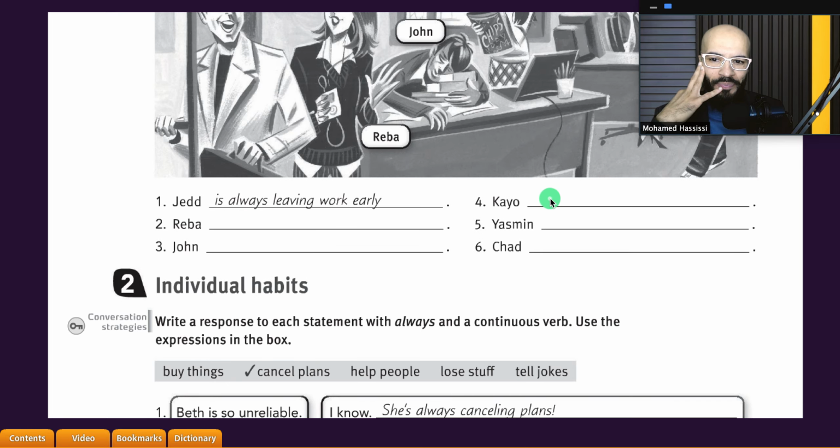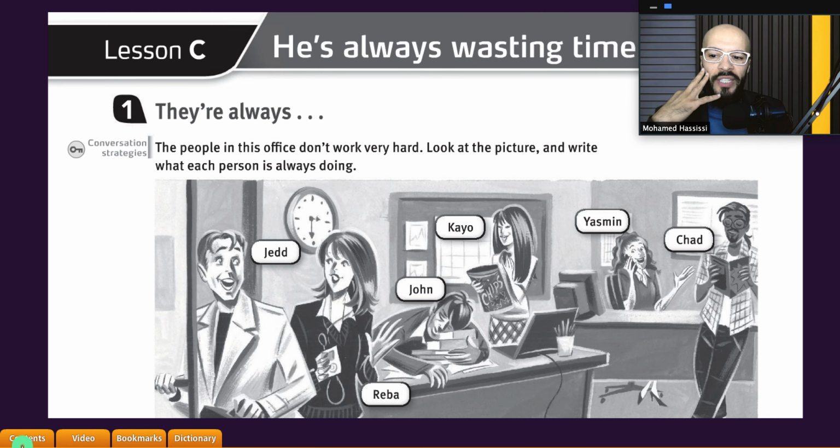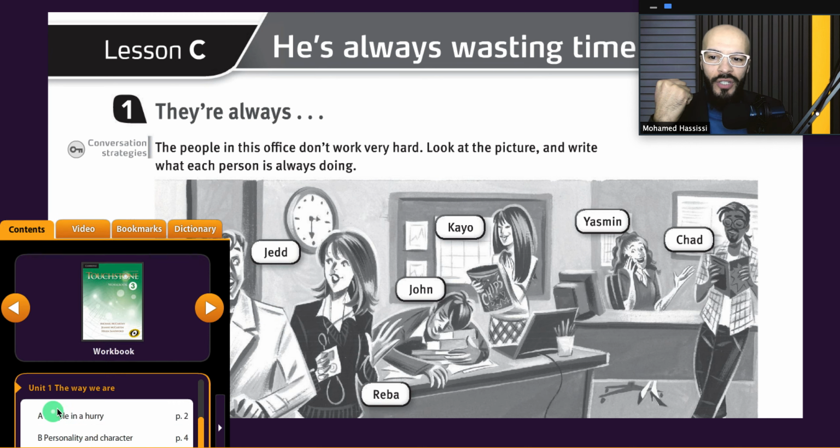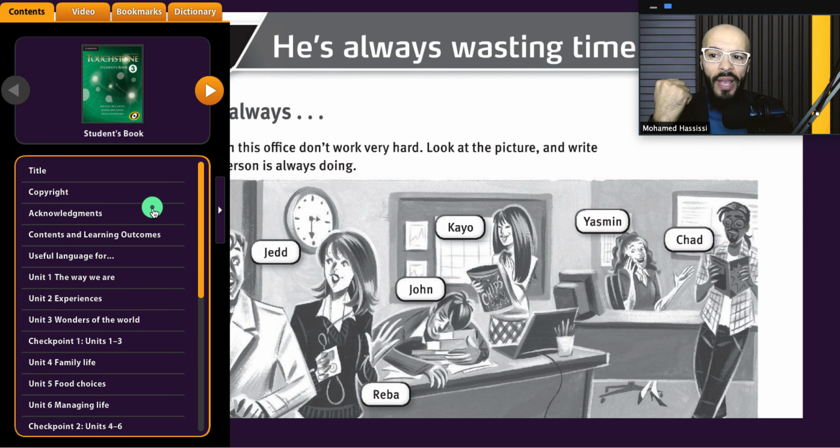All right. So we come to the end of this session. And by the end of this session, you should be now able to talk about people's habits very specifically using the continuous verb or the continuous tense of any verb plus the expression always. And you should be able now to use the expression at least in the right place when you want to indicate the positive side of something.